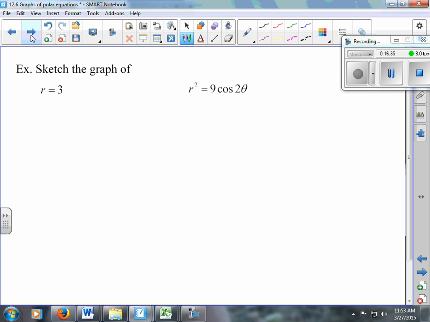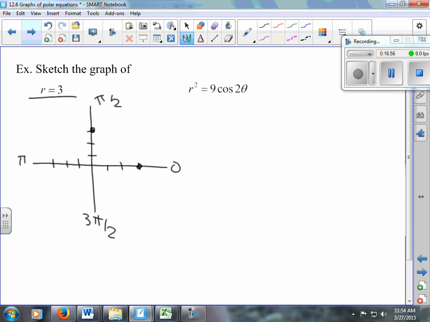Okay, and so last 2 examples. Sketch these graphs. I'm going to show you these without plotting points. The first one is r equals 3, and this is very simple. Notice there is no theta value. And so that means if theta is 0 or pi halves or pi or 3 pi halves, it does not matter because the radius is always 3. You always go out 3 at whatever angle you have. So this just makes a circle of radius 3, centered at the origin.